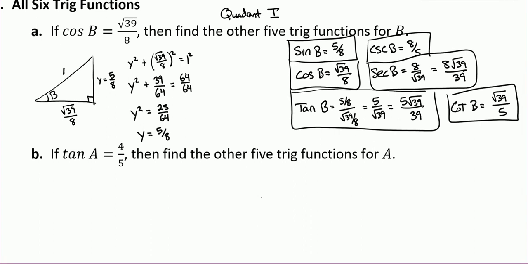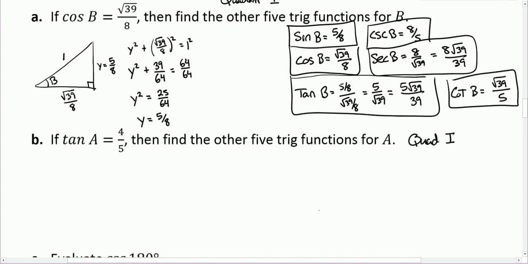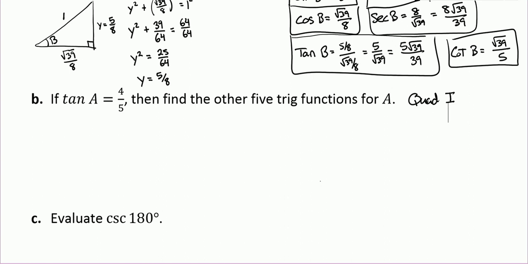Part B. If tangent of A is 4/5, then find the other 5 trig functions for A. Again, we're going to assume we're working in quadrant 1, because tangent is positive in both quadrant 1 and quadrant 3, and depending on what quadrant we're in, it's going to matter for whether our sine and cosine are positive or negative. So here's what we know. I'm going to draw a right triangle. Okay, and let's label this angle A.